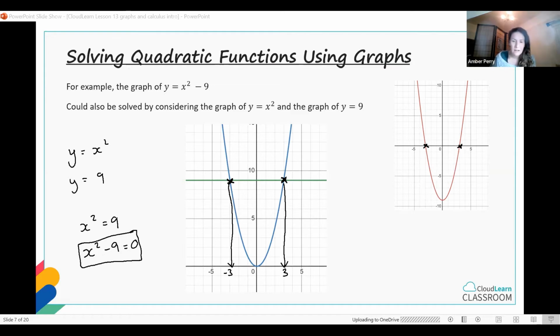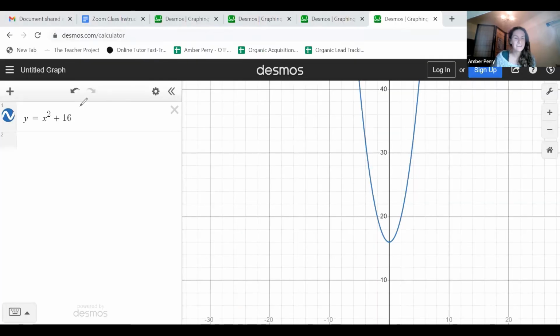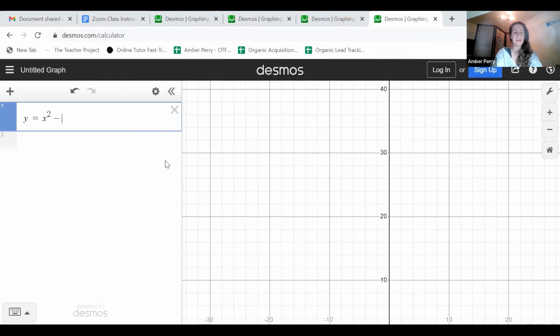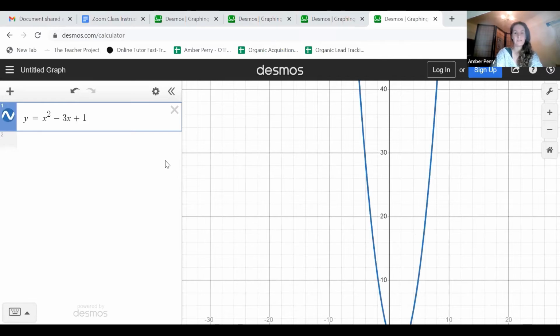So I will go back to Desmos. I'm going back and forth a lot today. But you can have a look at solving, and especially if you are doing higher tier, I would highly recommend that you do spend some time. Let's just put a graph in.